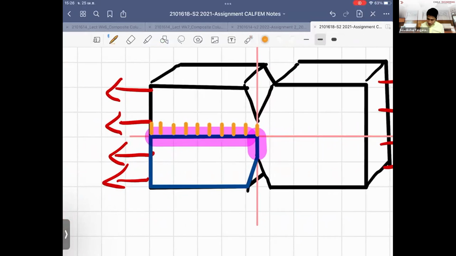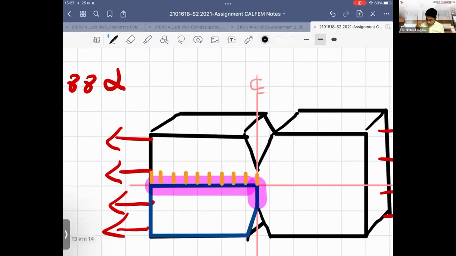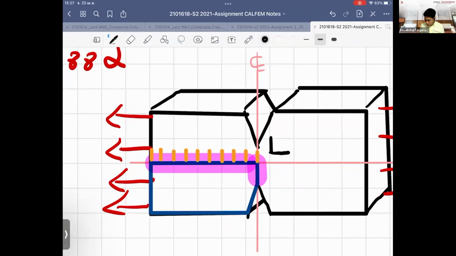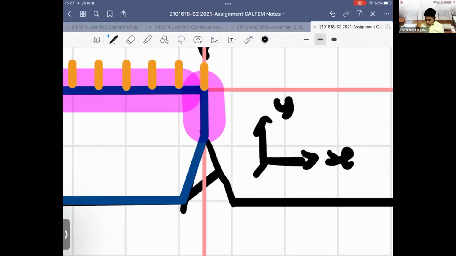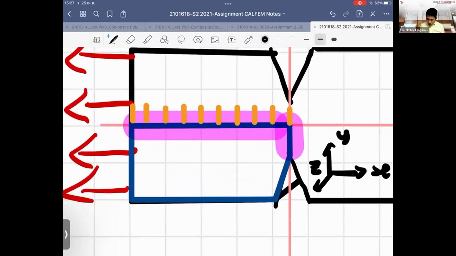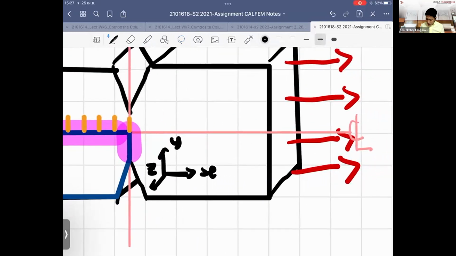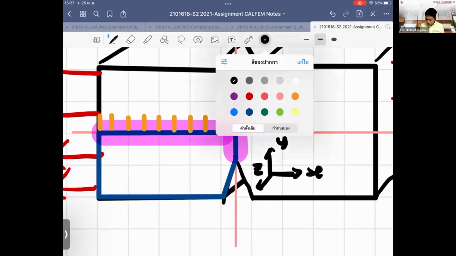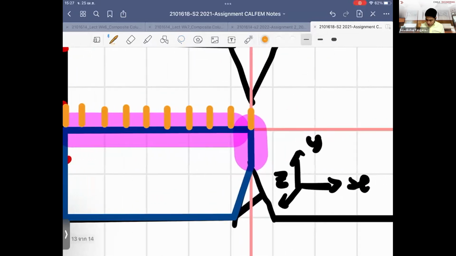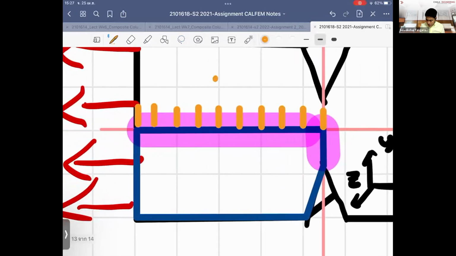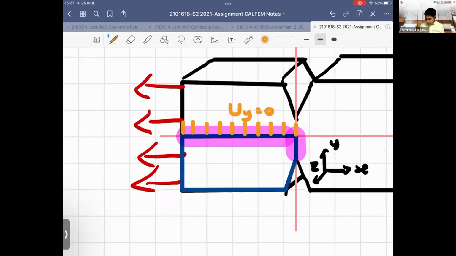If I set the axes here, which are x, y, and z, then along the symmetry line over the x-axis, the displacement along this line here is equal to 0, based on the boundary condition we know.